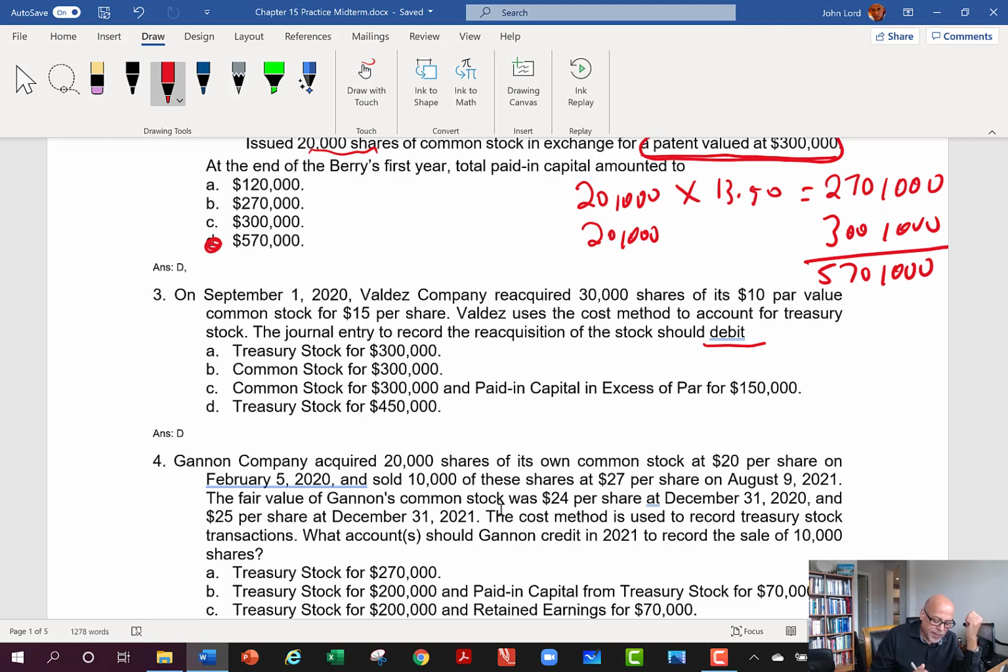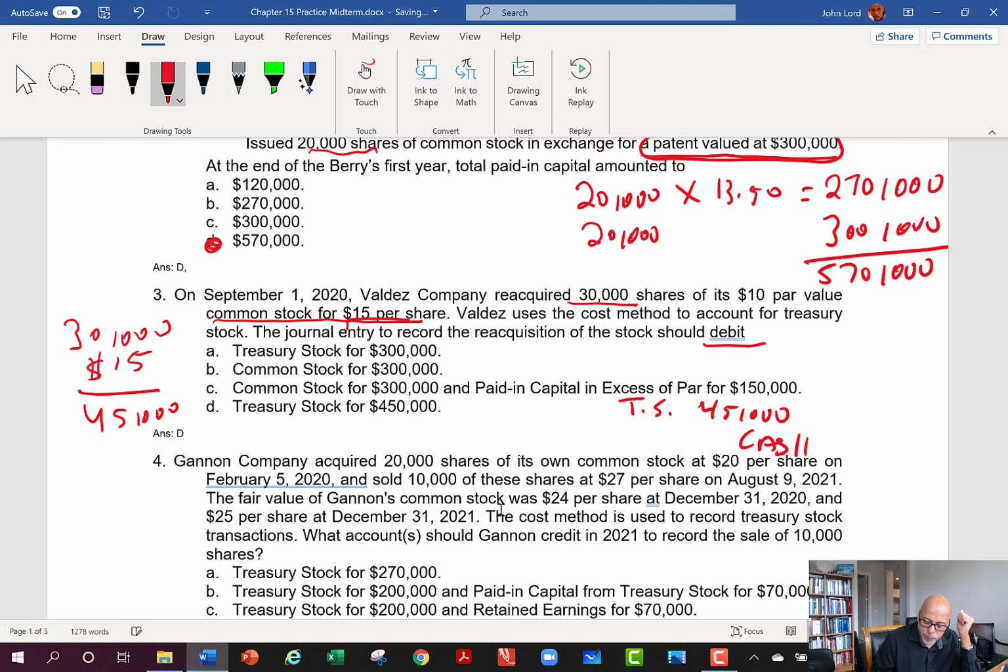Okay, so let's go ahead. If they're reacquiring the common stock for $15 per share, and it's 30,000 shares, I know I've got to take that 30,000 times what? Under the cost method, I simply pick up whatever they're reacquiring those shares for. So 15 times 30,000 gives me 45,000, right? And then I know the journal entry, right? Because I looked at the lecture and I went through these with you. I debit treasury stock, 45,000, and I credit cash, 45,000.